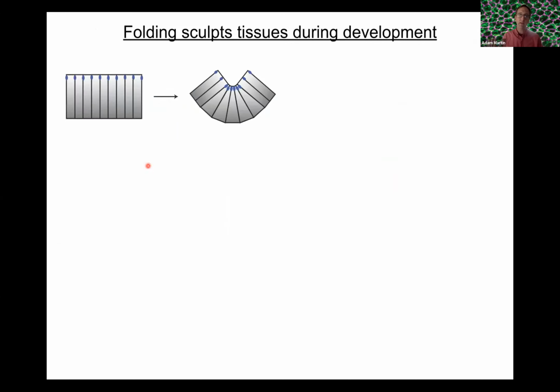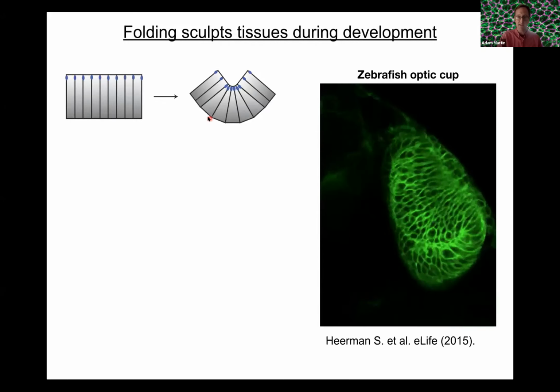During development, epithelia undergo all sorts of different morphological changes in order to sculpt tissues into their final shape. One that I think is very dramatic is when a two-dimensional epithelium bends and folds to generate three-dimensional shape. This happens fairly ubiquitously during development. I'll just show a few examples.